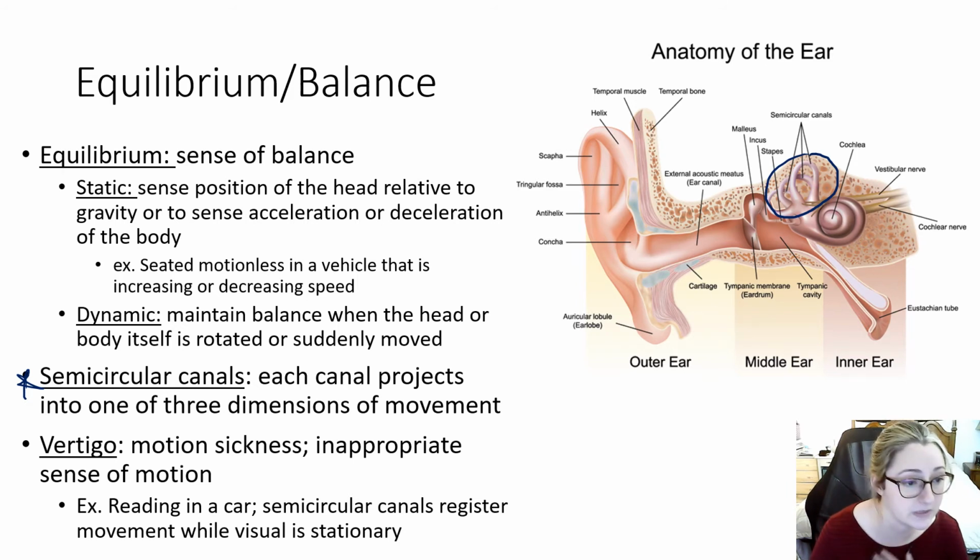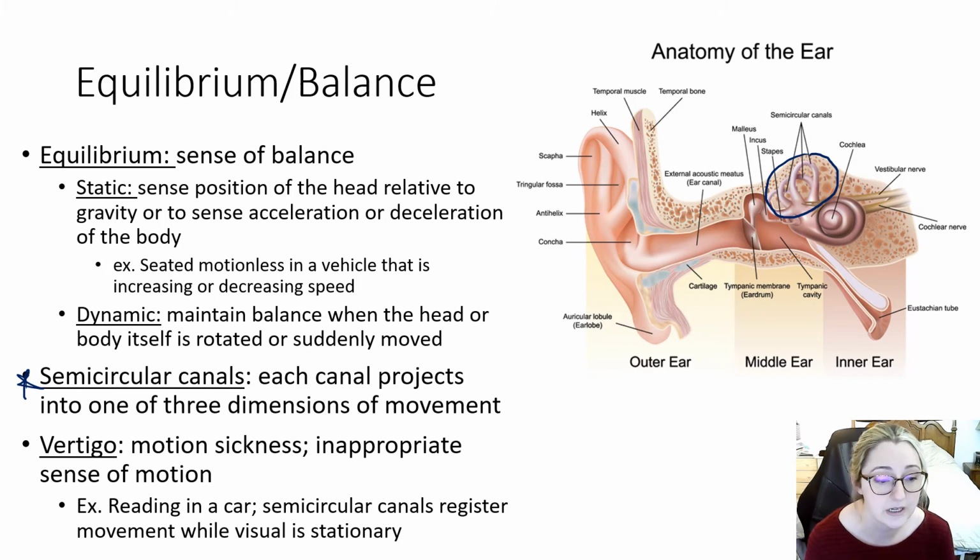Dynamic equilibrium is maintaining balance when the head or body itself is rotated or suddenly moved. So again, sitting in a chair and suddenly spinning around. This term down here, vertigo, is what we call motion sickness, or an inappropriate sense of motion. A good example of this is reading in a car. Your semicircular canals are going to register that you are moving, but your visual stimulation is going to say that you're stationary. So these conflicting signals are going to make you feel nauseous, and potentially could make you throw up.